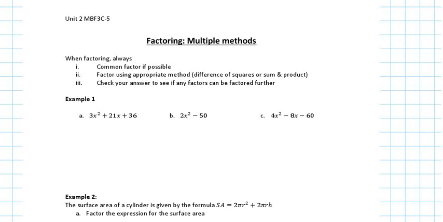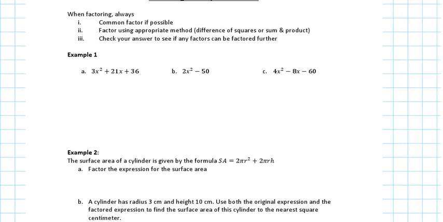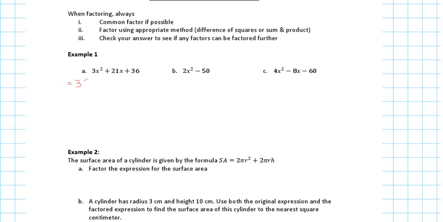So, for example, 3x squared plus 21x plus 36. The first question I'm going to ask myself, since the question is asking me to factor, is do I have a greatest common factor? What's your greatest common factor for this? 3, right? So I can divide each term by 3, so my greatest common factor is 3. I divide each term by 3, that gives me x squared plus 7x plus 12. Okay, so I divided each of the terms by 3. Now I did my greatest common factor. Now I have to look at what my leftover is.